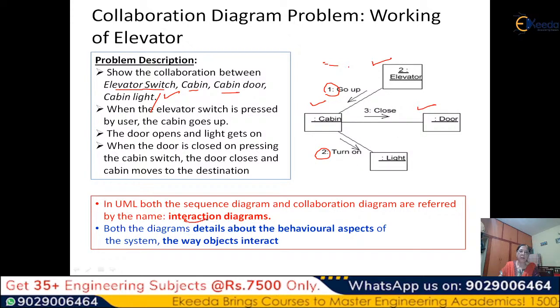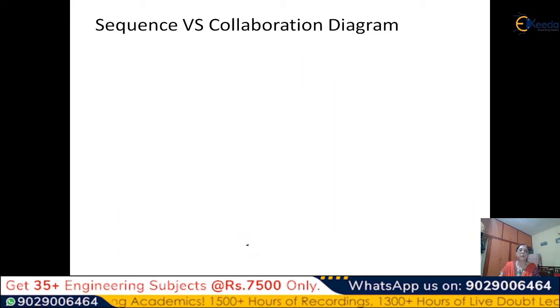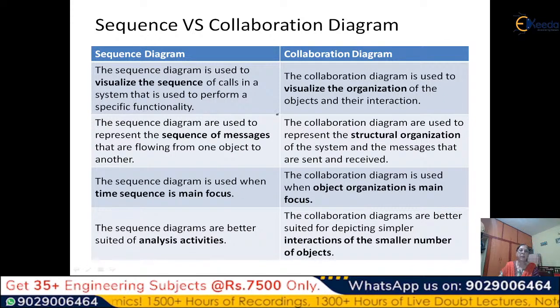Now this is what I have been telling you earlier also. The collaboration diagram and the sequence diagram are called interaction diagrams. Both diagrams detail the behavioral aspect of the way the objects are interacting. So what is the difference between these two? Sometimes this is a very important question that is asked in interviews or in your examination.